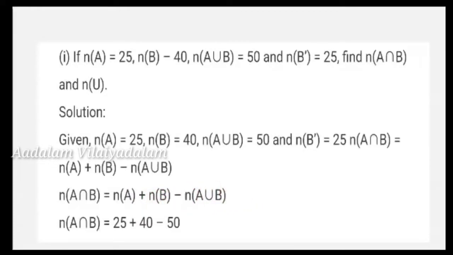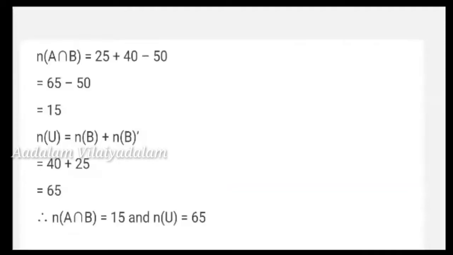Here n of A value is 25, so we are substituting. Here n of B value is 40 and n of A union B value is 50. So if you substitute all these values and add and subtract, we get n of A intersection B equals 65 minus 50. Therefore we get 15.